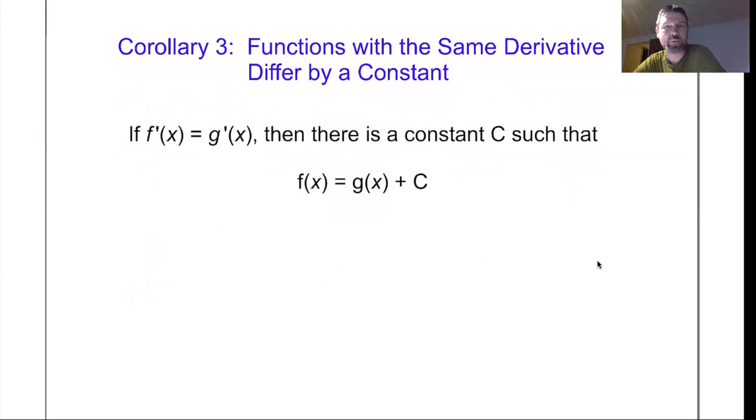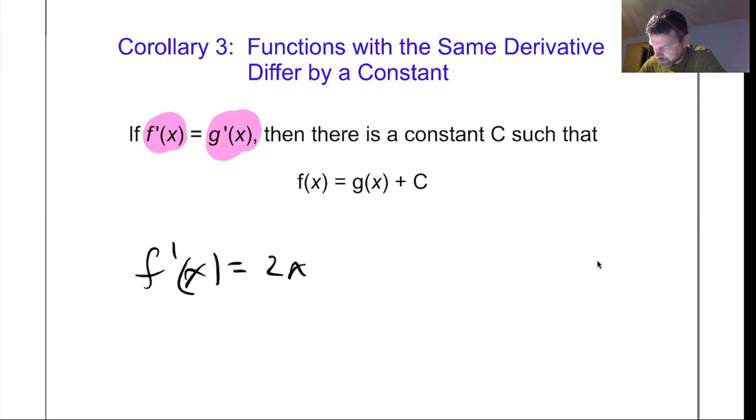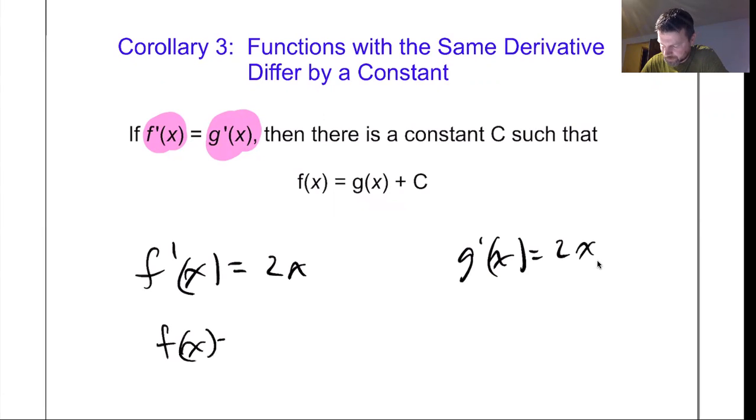Corollary 3, functions with the same derivative differ by a constant. In other words, if I find f prime of x and g prime of x and they're the same, the only difference between them is a constant. So let's say f prime of x was 2x and so was g prime of x, right? If I worked backwards and figured out what f of x was, f of x would have to be x squared, because the derivative of x squared is 2x, and g of x would also have to be x squared. But they might have been slightly different.